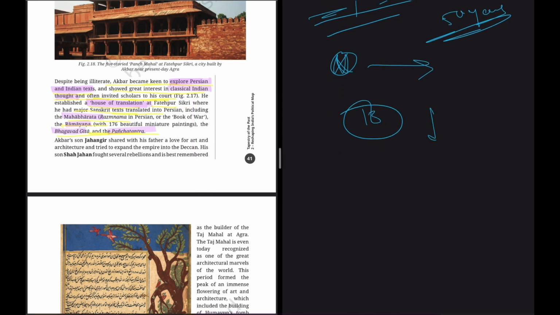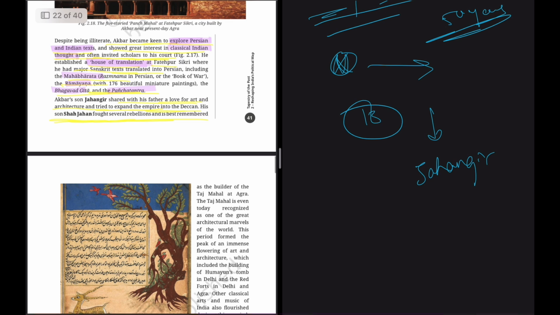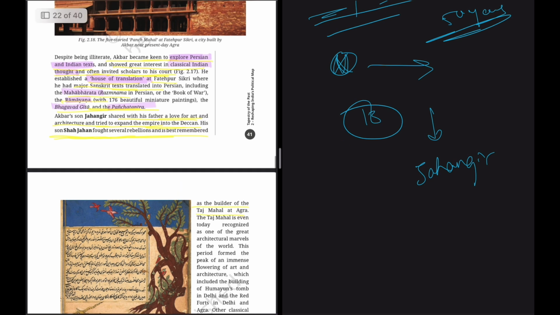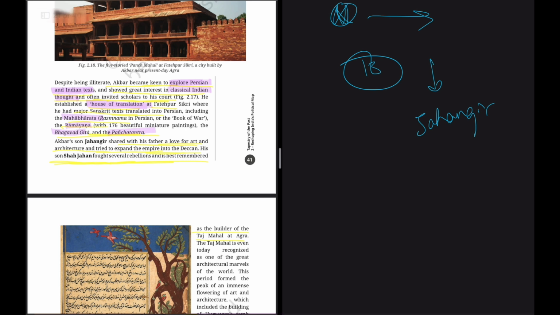Now moving on to Akbar's son, who was Jahangir. He shared with his father a love for art and architecture and tried to expand the empire into the Deccan. And his son Shah Jahan fought several rebellions and is best remembered as the builder of the Taj Mahal at Agra. So after Akbar, his son Jahangir shared with his father a love of art and architecture. He tried to expand the empire towards the Deccan side as well. That is the central part of India.